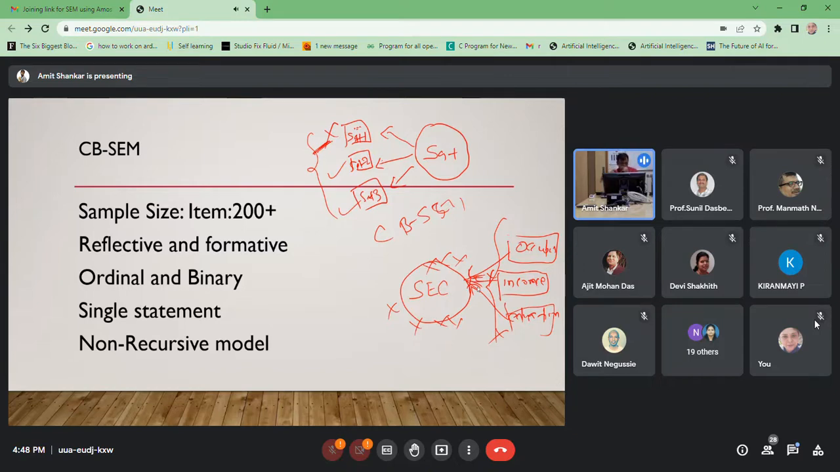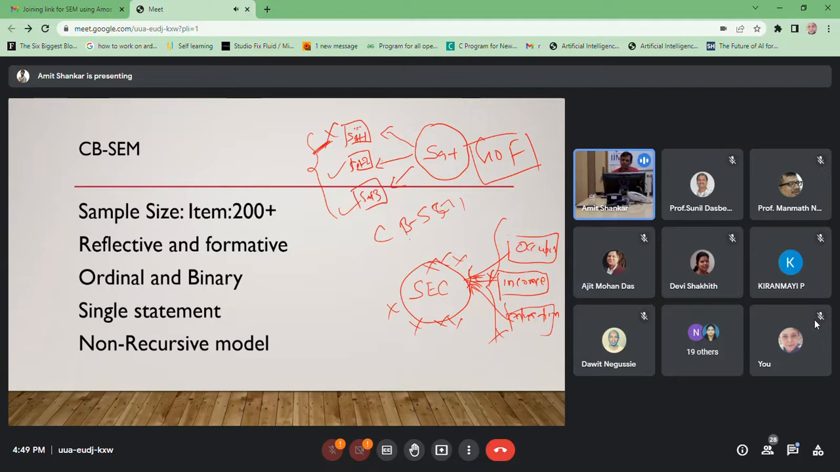Last but not least, in CBSCM you will get goodness of fit, we call it GOF. We will discuss in detail; it could be CMIN by DF, it could be TLI, CFI, GFI, NFI, AGFI, different indices are there.